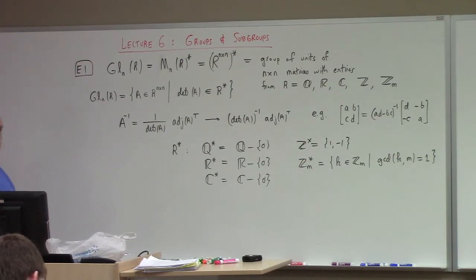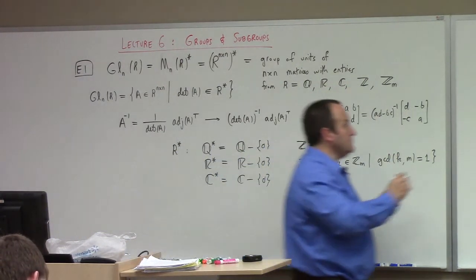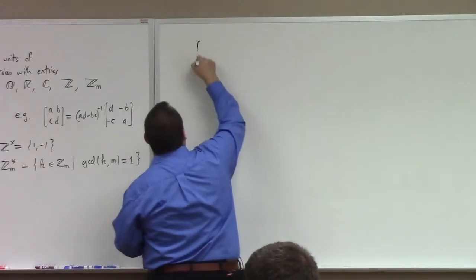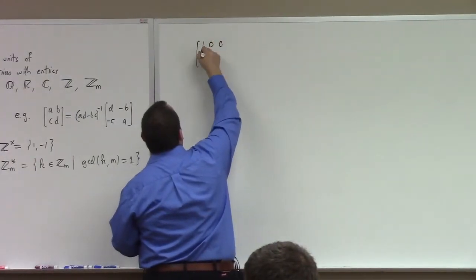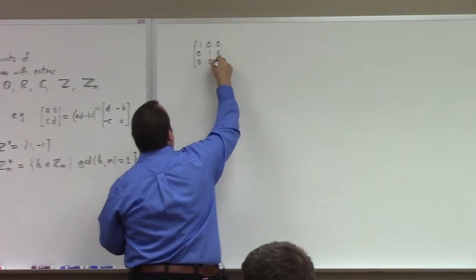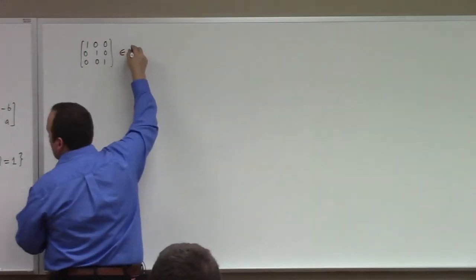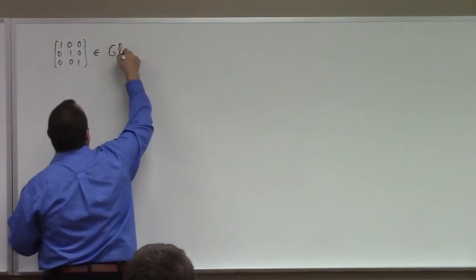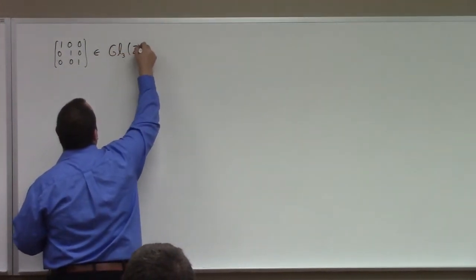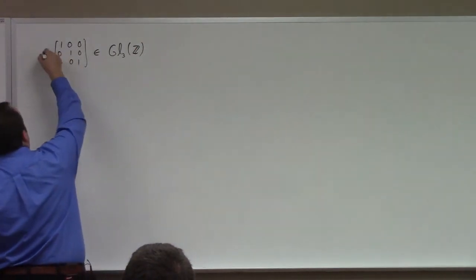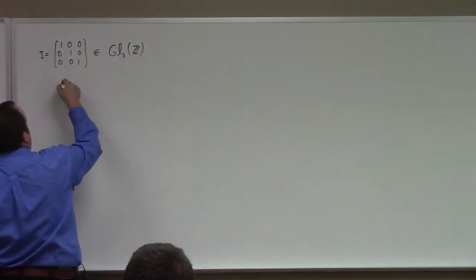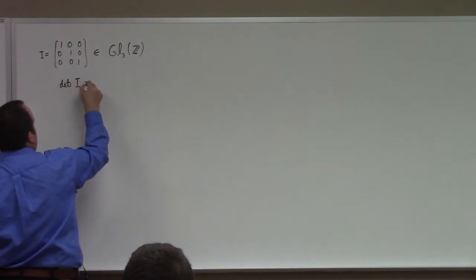So, for example, here's an element, 1, 0, 0, 0, 1, 0, 0, 0, 1, would be an element of GL_3(Z). Because, well, of course you know this is the identity matrix, right? So the determinant of the identity matrix is 1, right?